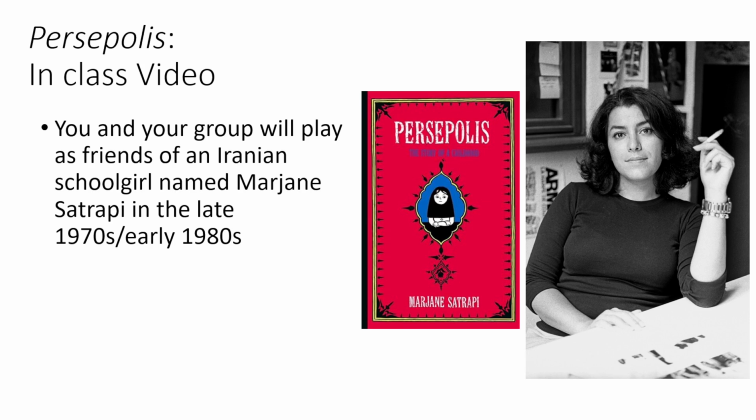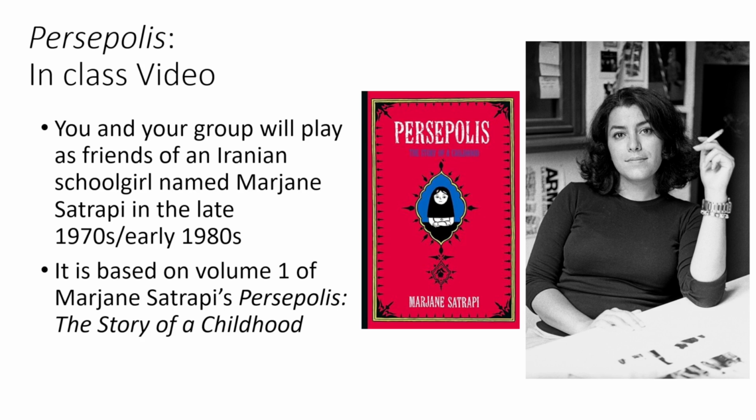In this game, you and your group will play as friends of an Iranian schoolgirl named Marjan Satrapi in the late 1970s and early 1980s. This game is based on Volume 1 of Marjan Satrapi's Persepolis, The Story of a Childhood. It's an excellent graphic novel. It's also been made into a movie, so I would encourage you, if you enjoyed this game and would like to learn more, to have a look at it.